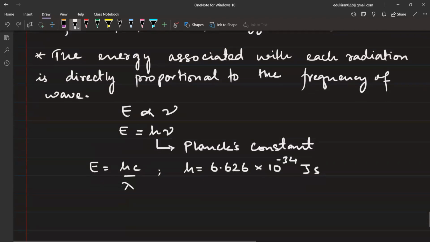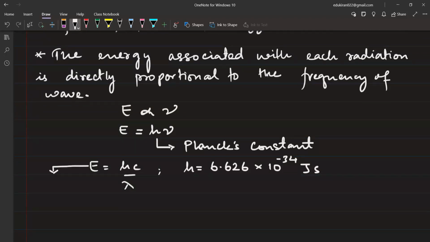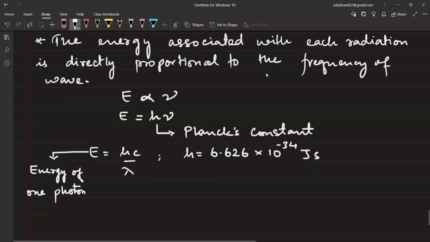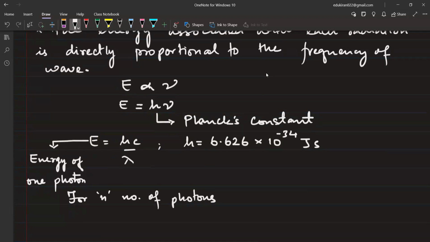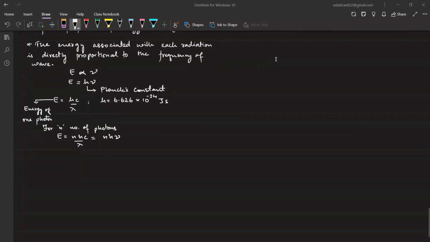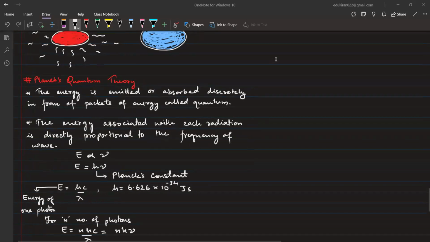Also write one more thing. What is E? This E is the energy of one photon, one quanta. One photon is one packet of energy. If it is one packet of energy, then its energy will be this. Then for n number of photons, E will be equal to nhc upon lambda, which will be equal to nh nu. This is Planck's constant. h is equal to 6.626 into 10 to the power minus 34. After many experimentations, he found this out. Can you write it down?